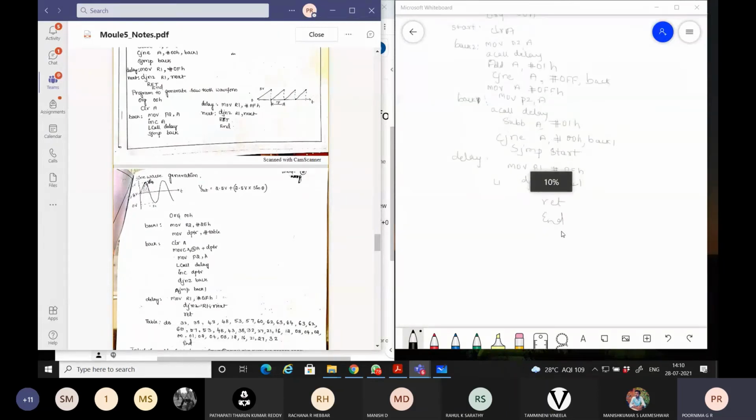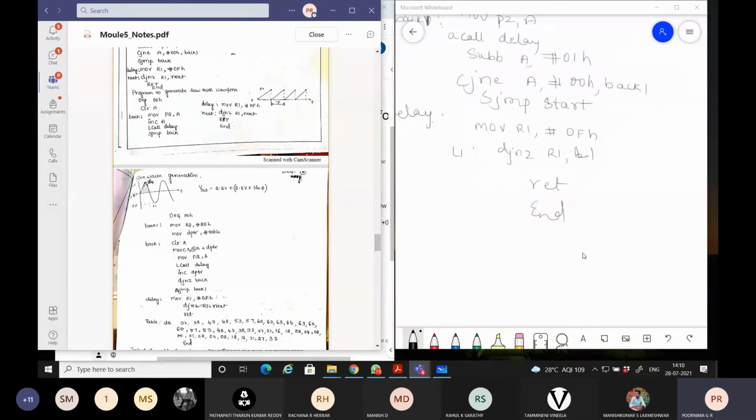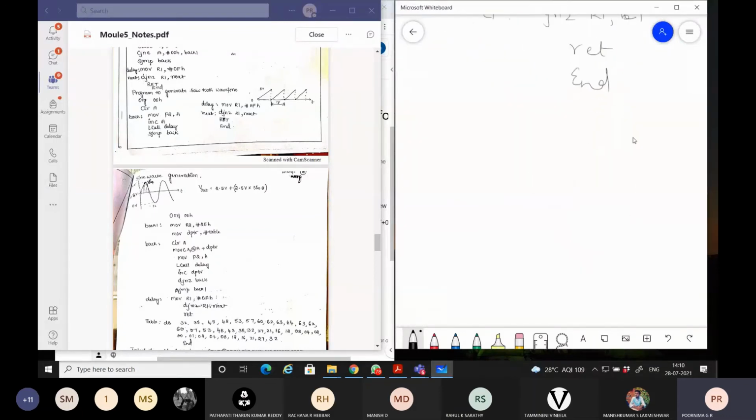The next question is, how do we generate a ramp? Ramp is only positive, no negative. Then what are the values supposed to be sent? 00H to FFH we need to send. Again we should start with 00H only. So there is no need to go from FF to 00 again.